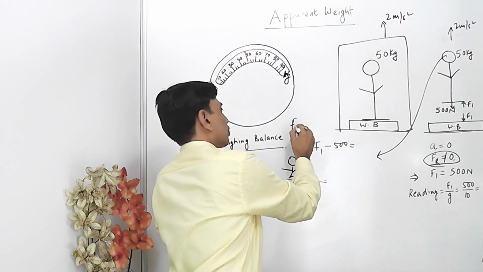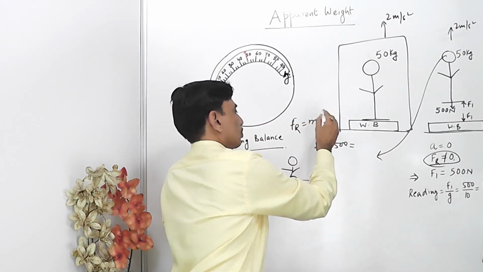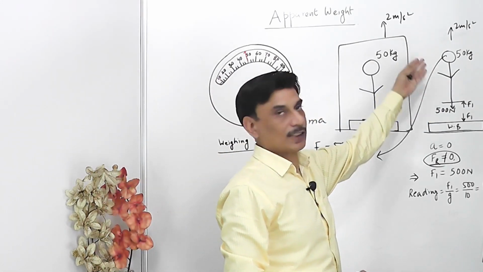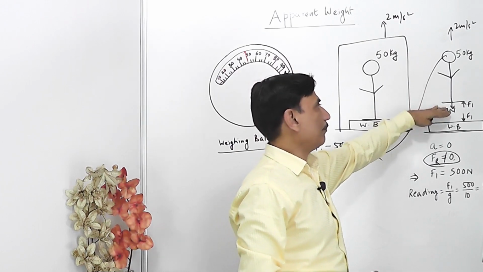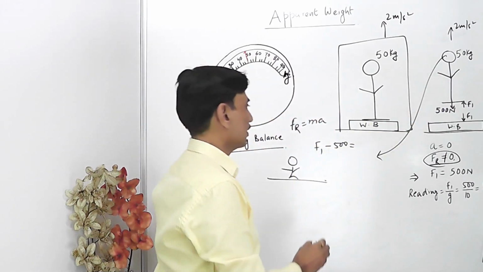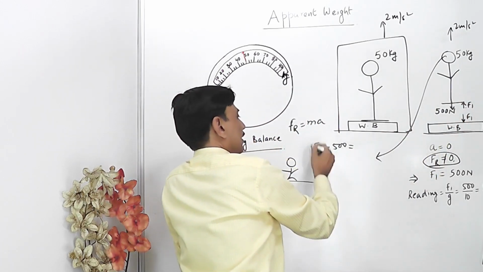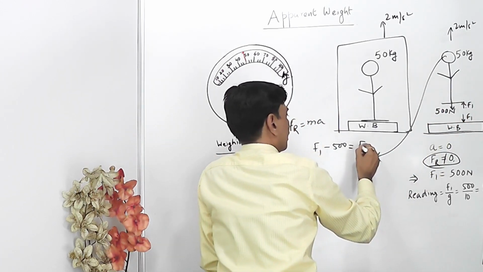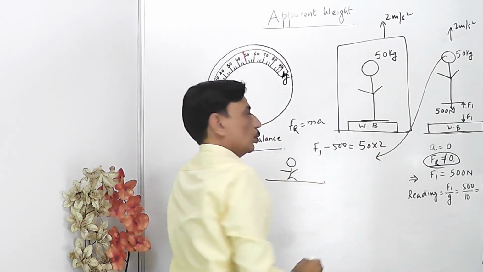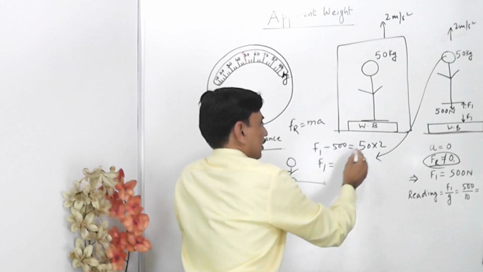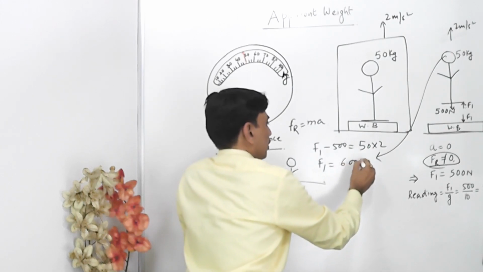When we apply F is equal to ma, resultant force is equal to mass into acceleration. Acceleration is upwards, net force it has to be upwards, so we say upward forces minus downward forces. So that's why we say F1 minus 500 is the resultant force, mass is 50 kg into acceleration is 2. So F1 comes out to be 500 plus 100, that is 600 Newton.